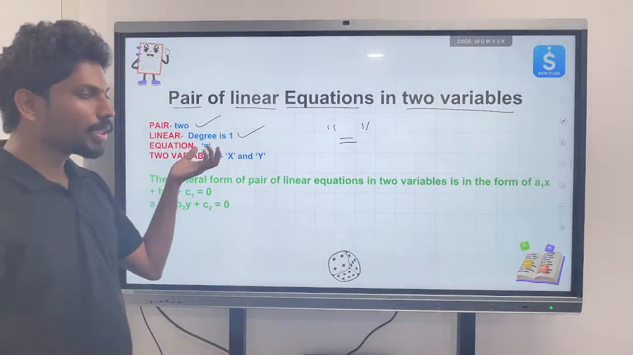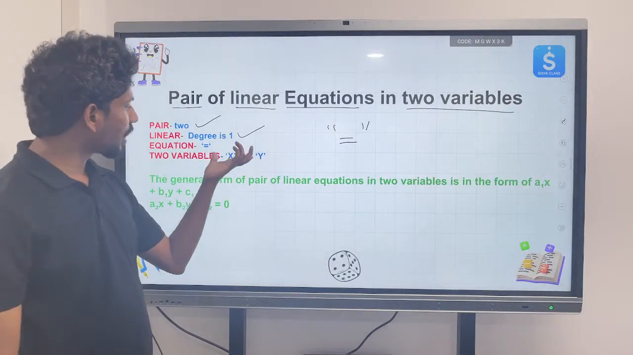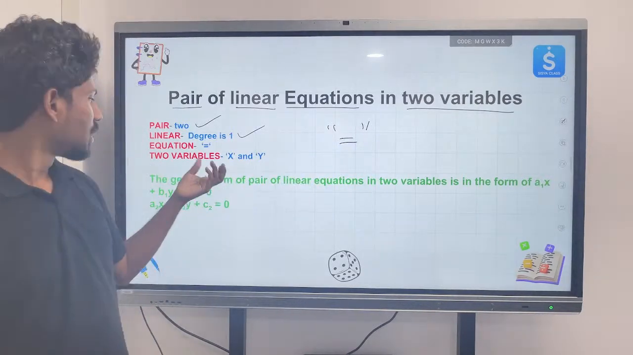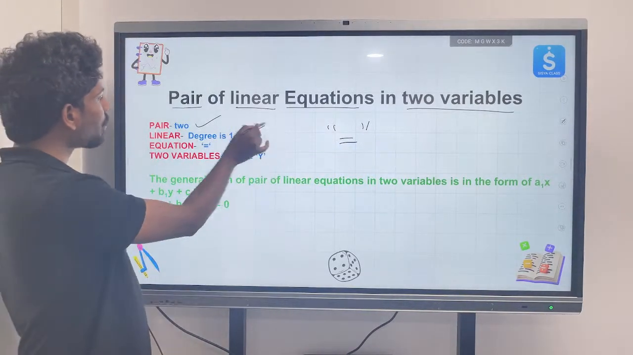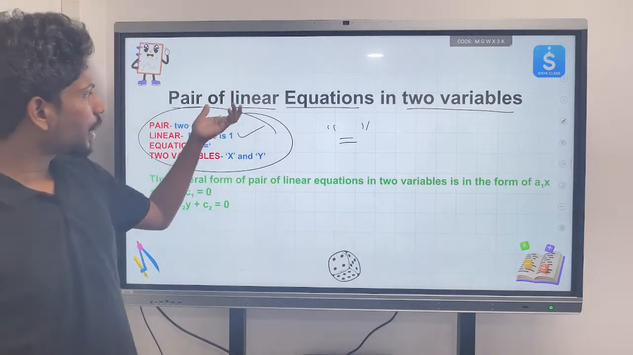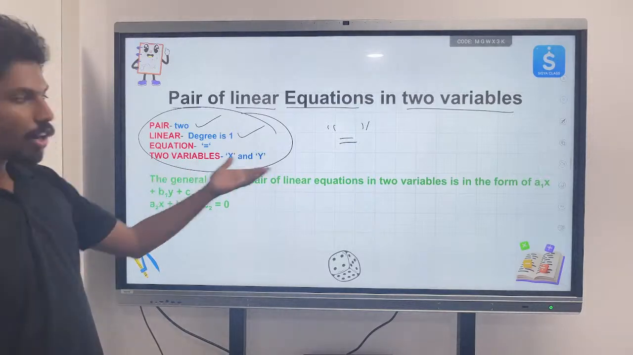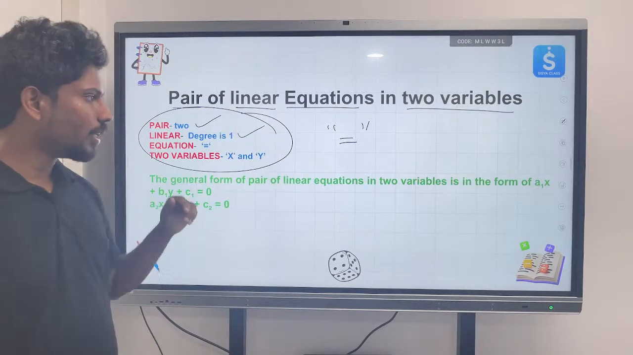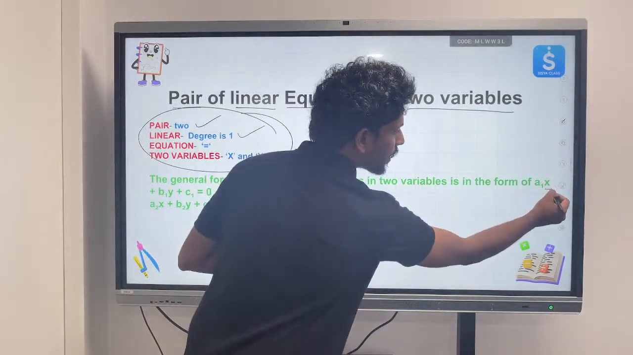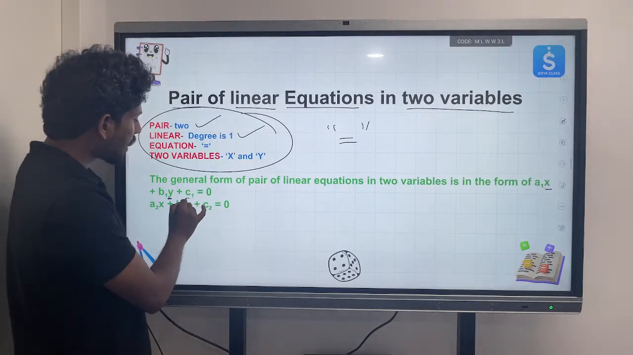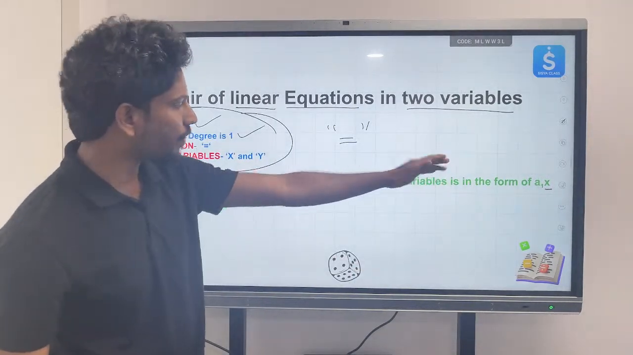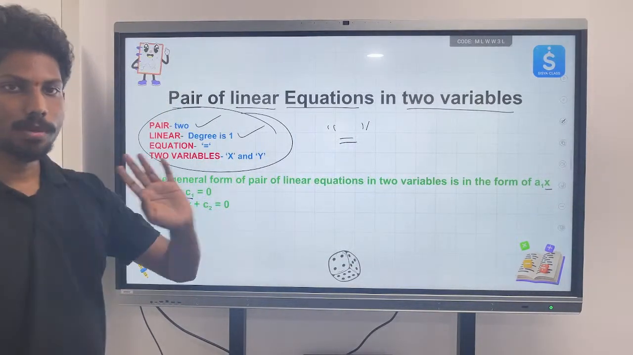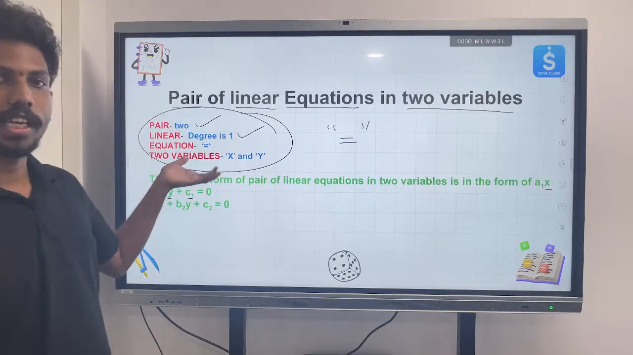And what is meant by a variable? Two variable means it comprises some values, that is x and y, p, q, m and anything like this. That is nothing but a variable. So if we amalgamate all these statements, we will understand what a pair of linear equation is. The general form of a pair of linear equation is a1x plus b1y plus c1, a2x plus b2y plus c2. Here x and y are the variables, a1 is the coefficient of x, b1 is the coefficient of y, and c1 is the constant. So this is the general form of a linear equation, and this is the general form of a pair of linear equation in two variable.